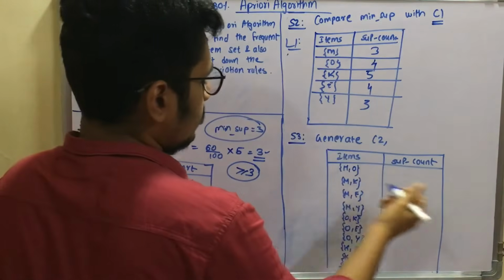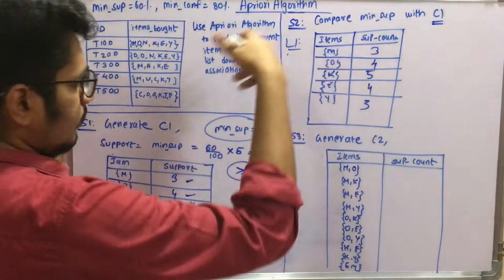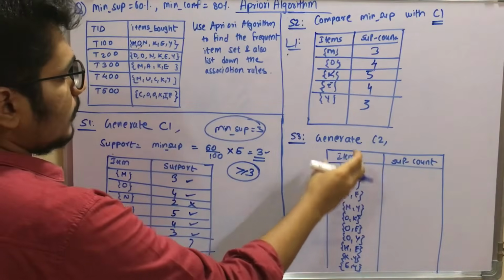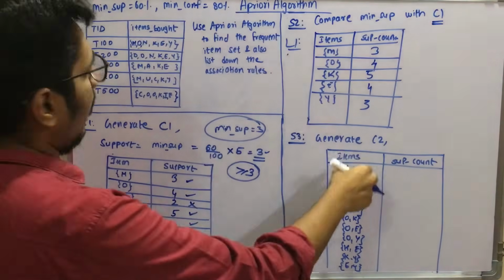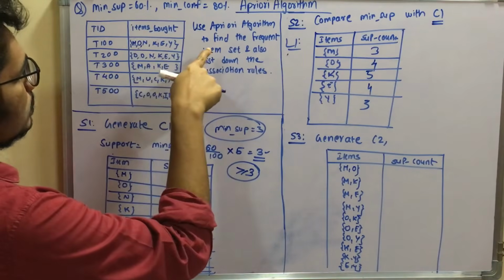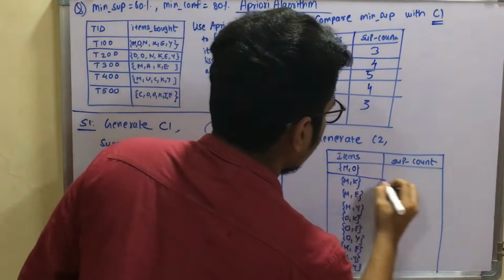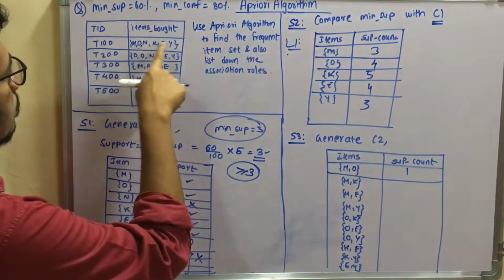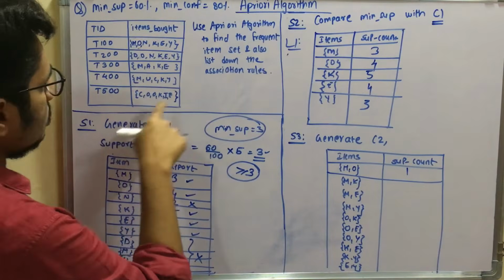Now we do it in a similar way to what we did before. We compare this with the frequency: MO is occurring how many times? Once, yeah, it's one time. Then MK is 1, then 2, then 3 is there.